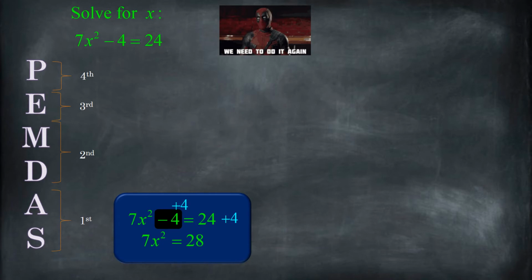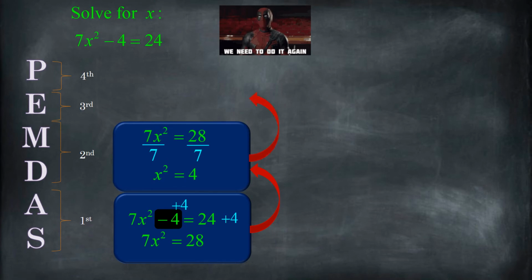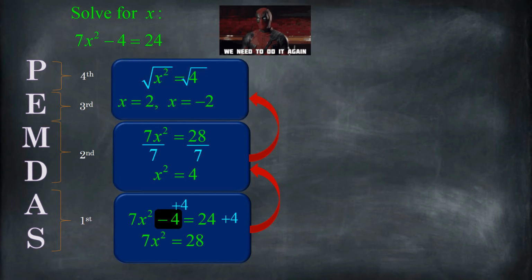So that's your very first step right there. Boom, done. Now your next step is you're going to divide both sides by 7. Boom, done. And then you're going to take the square root of both sides. So you get 2 and negative 2. No problema. See what I mean?